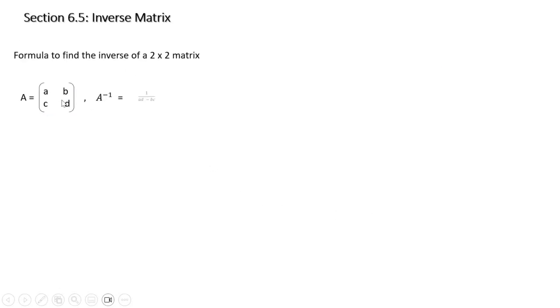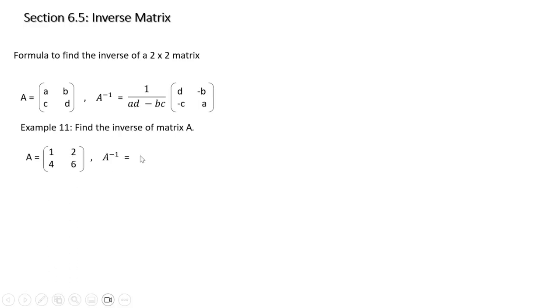Now, this is by using the formula. The inverse will be 1 over A times D minus B times C. And then the A and the D, you switch them. And then the B and the C become the opposite signs. So there's a formula to find the inverse of a 2 by 2 matrix. That way you don't have to do it by using the Gauss-Jordan method.